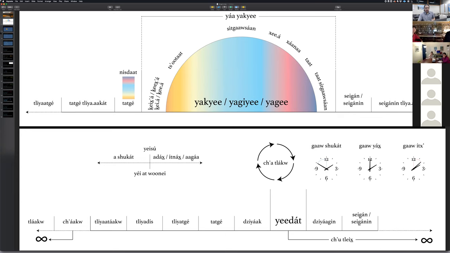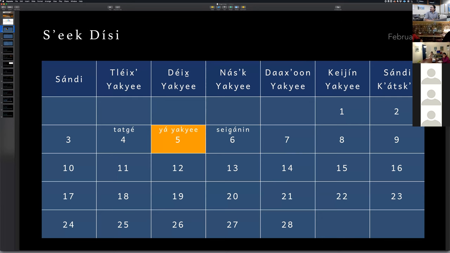Any other questions? Okay. So looking at this stuff, so here we are. These are just some sort of daily language things, like what day of the month is it? What day of the week is it? Those types of things.